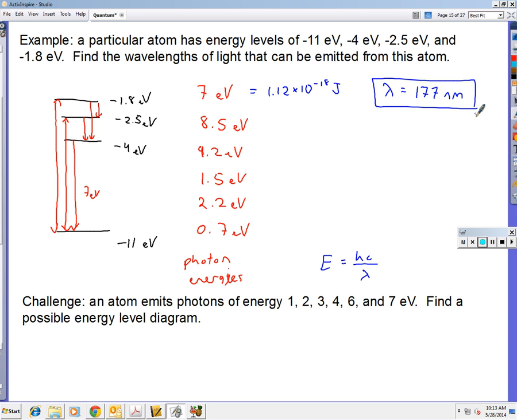And if you'd like to, you can go ahead and calculate the wavelengths associated with these other photons. 8.5 and 9.2 electron volts will also be in the ultraviolet range. And these other ones will be either infrared or visible because they're much lower energies. Now, if you want a real challenge, you can go from the emitted photon energies to the energy levels, and that's a more interesting one to do. I'd work that on your own time.